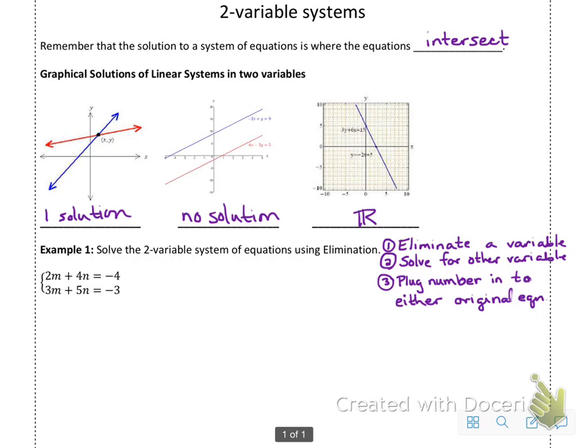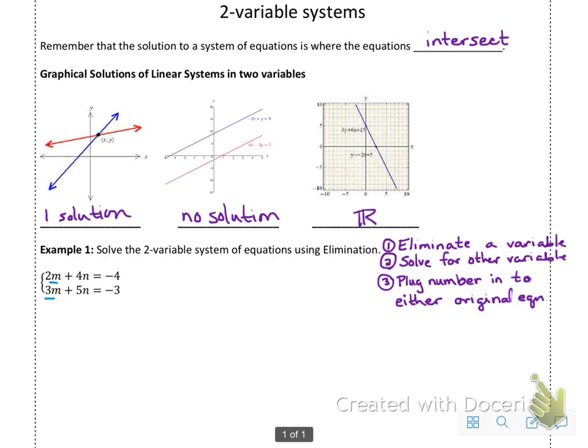Now, this is kind of a review, so you should have seen this before, but we're going to go through the process of elimination and substitution. So one example of each, and I have a step-by-step guide for how to do it. First, for elimination, we're going to eliminate a variable. So you come over here to your equation, and you pick a letter that you want to get rid of. Well, let's get rid of the m.